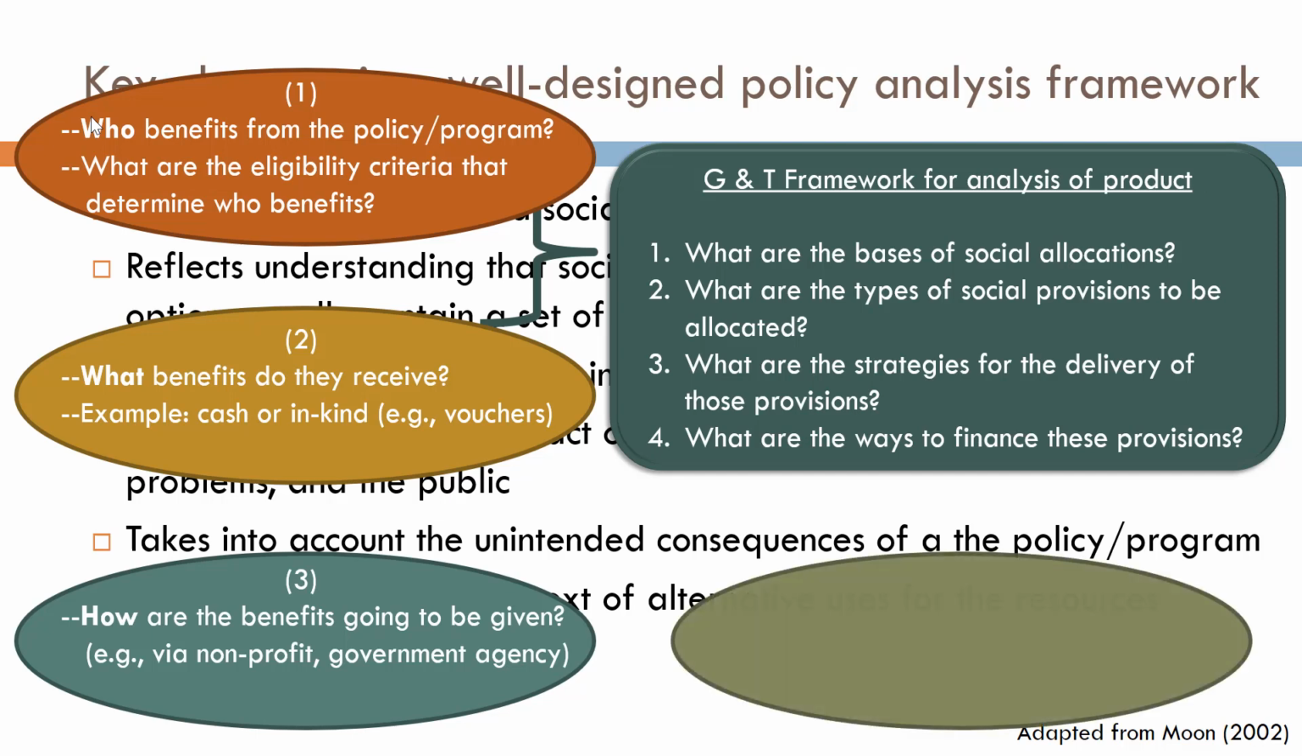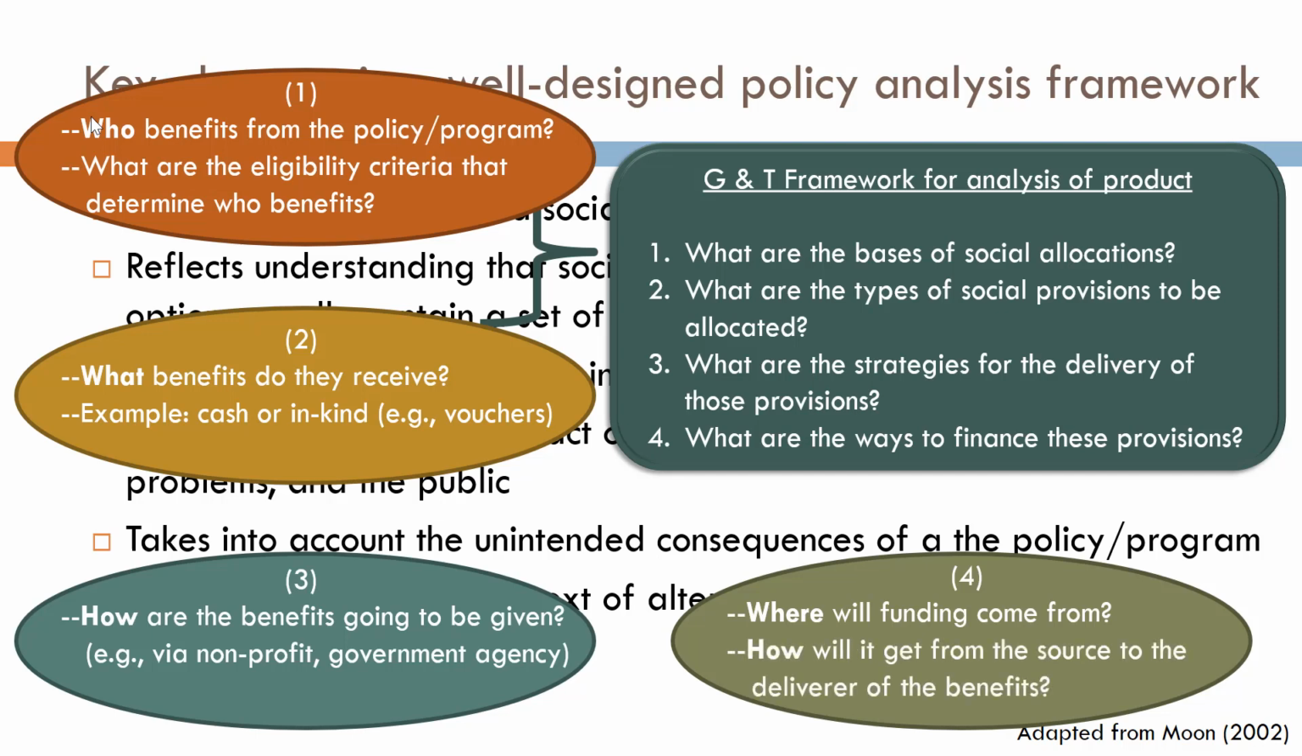Okay, as far as number 4, in terms of the financing, this is asking, okay, where will the funding come from? And how, so there's 2 hows here, how will it get from that source of funding to the deliverer of the benefits, who will then give it in some form to the client? So, for example, is this coming from federal government sources? Is it coming from the state? Is it coming from a private foundation? And then once the source has been identified, how is it going to go from that source to, let's say, a government agency or a nonprofit? Via what kind of contract, etc.